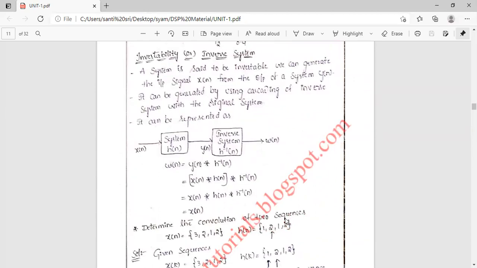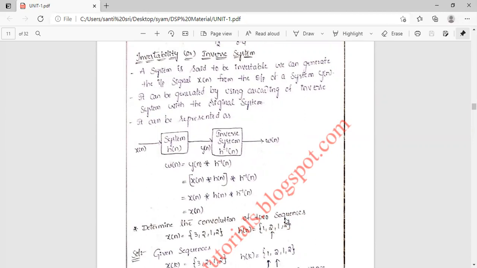And then coming to invertibility or inverse system. The system is said to be invertible if we can generate the input signal x of n from the output of the system y of n. It can be generated by cascading the inverse system with the original system. A system is there, h of n, that is the original system. It can be cascaded with the inverse system h inverse of n.